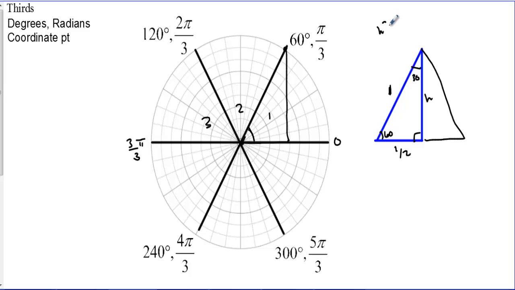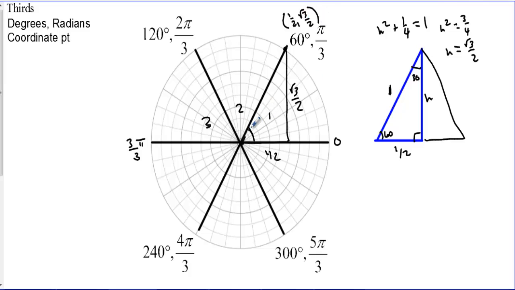Well, we have h squared plus 1/4, that's (1/2) squared, is equal to 1 squared, or 1. So h squared is equal to 3/4, because we have 4/4 minus 1/4. So the height is equal to the square root of 3 over 2. So this is square root of 3 over 2, and this is 1/2. So the point for 60 degrees is (1/2, square root of 3 over 2).